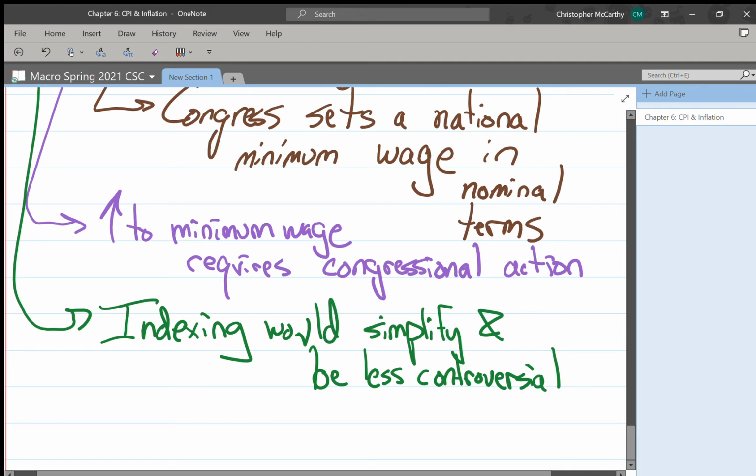And so essentially, and the book even says this, the reason why this is happening is because politicians appear to benefit from that debate.